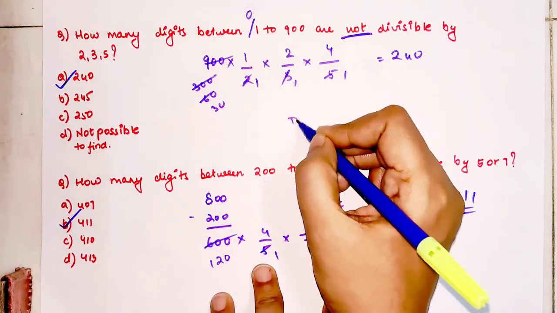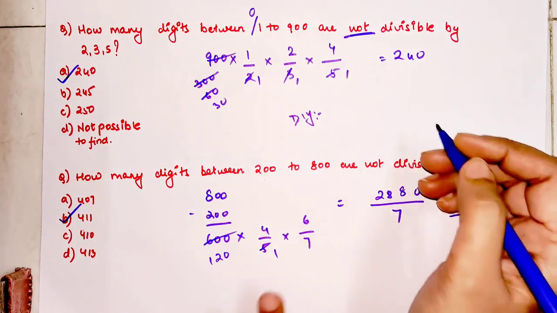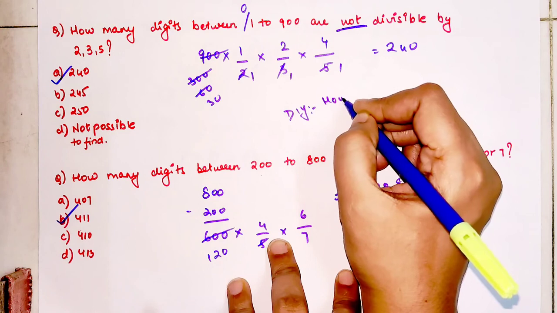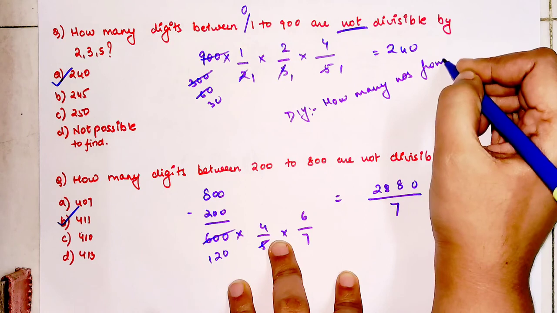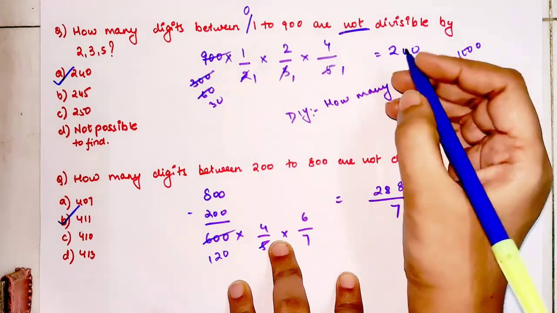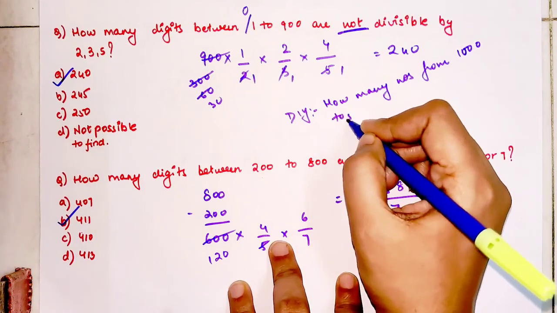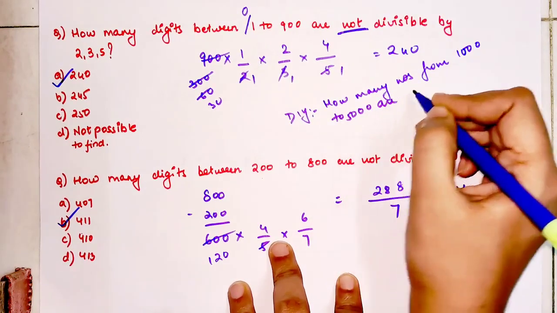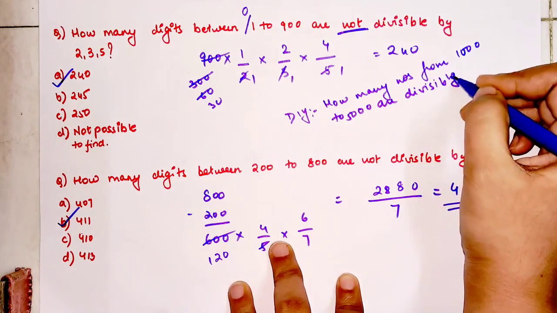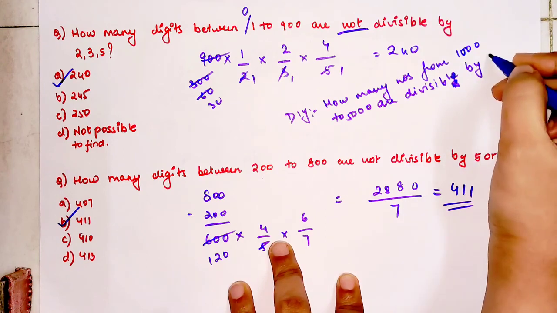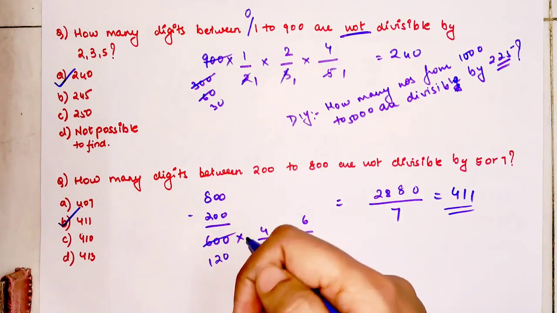Now time for your DIY. Do let me know how many numbers from 1000 to 5000 are divisible by 2 to 5. Do let me know your answers in the comment section.